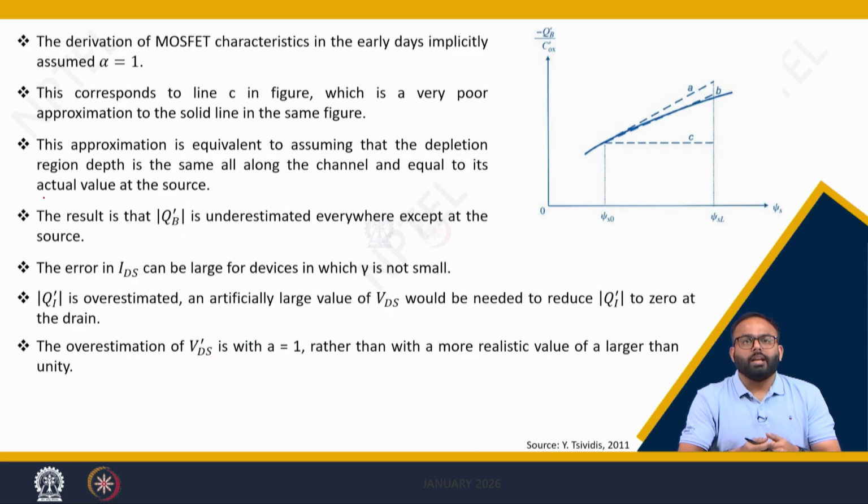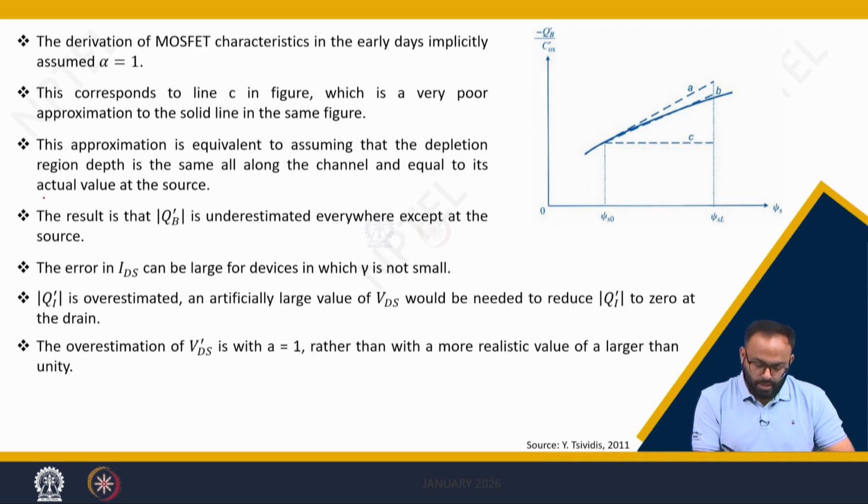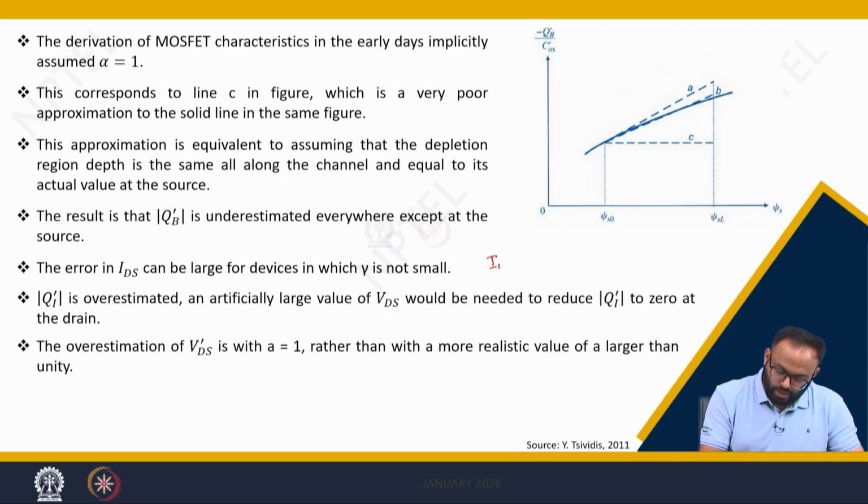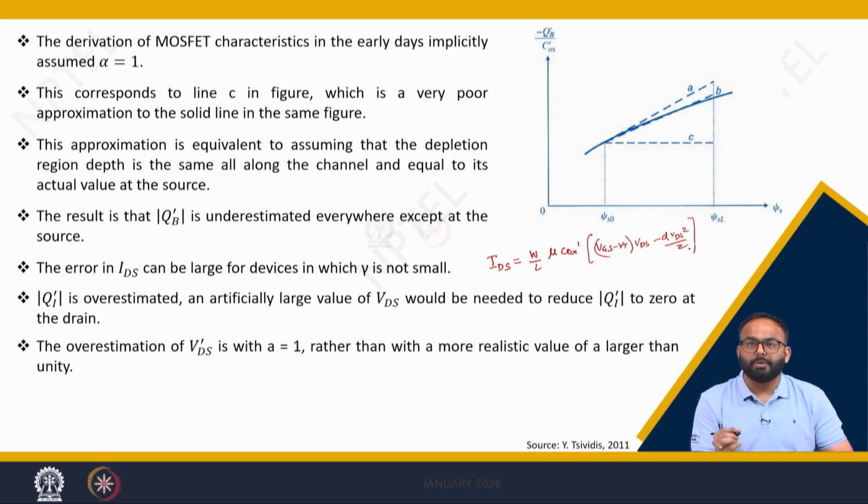Now let us analyze what is the role of alpha. As I have already mentioned, alpha plays a very significant role in the optimization or the modeling you are doing for current, correct. So in current you are getting W by L mu into COX dash into VGS minus VT VDS minus alpha into VDS square divided by 2. In a very simple approach we considered alpha equals 1.